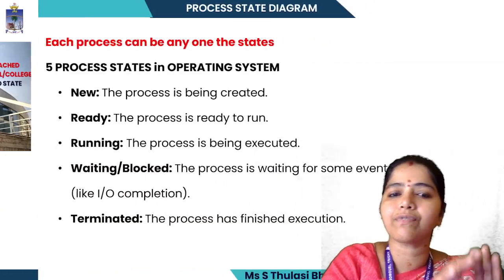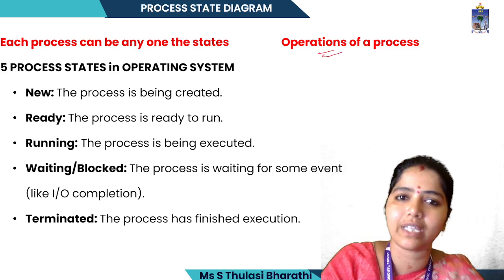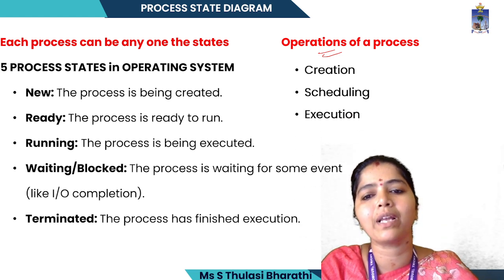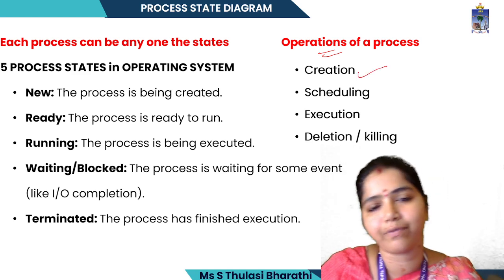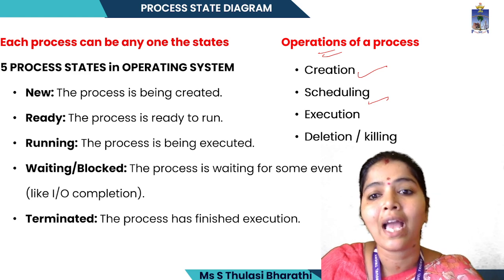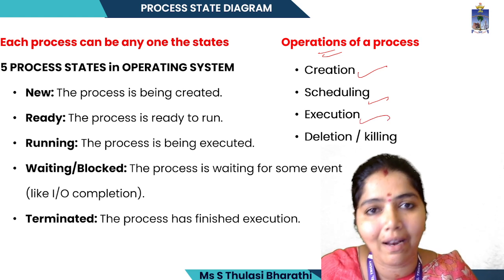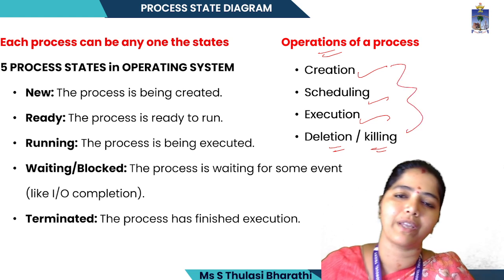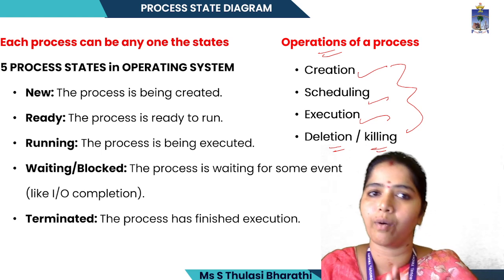Then next, these are the 5 states that we have come across. The other part is the operations of a process. There are 4 operations which take place: creation, scheduling, execution, and deletion or killing. After creation of a process, it will be scheduled to the main memory, and after that it has to be executed. That execution is done in the CPU, and then the last one, deletion or killing, is done. So these are the 4 different operations that happen in a process, and these are the 5 different process states in an operating system.